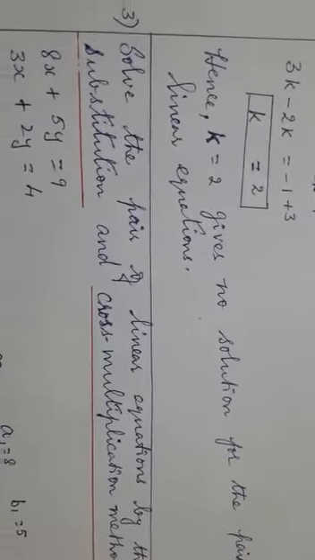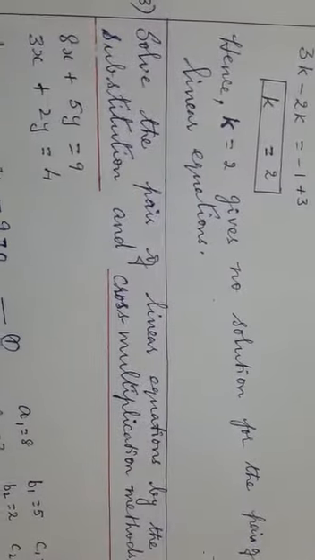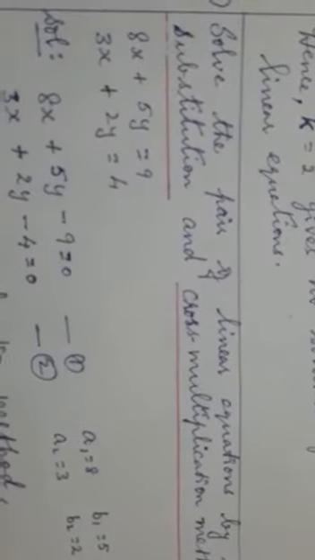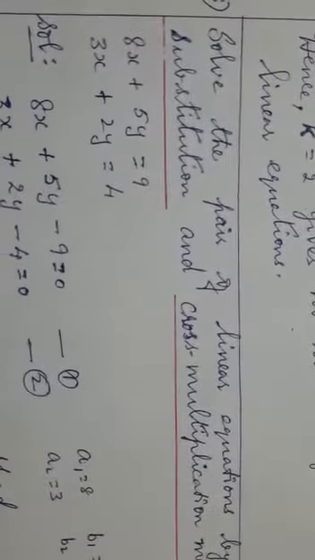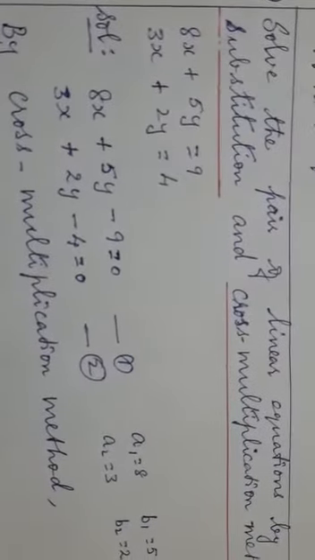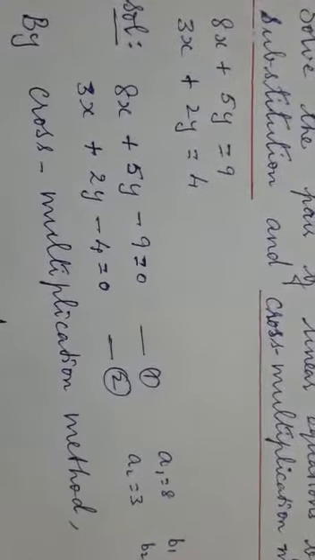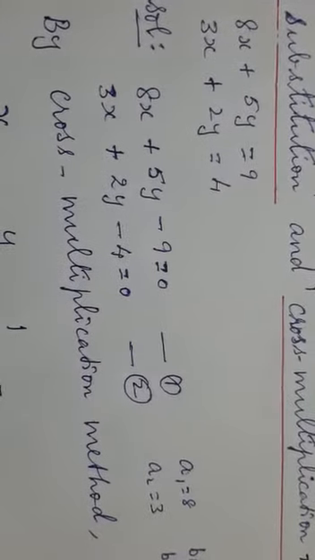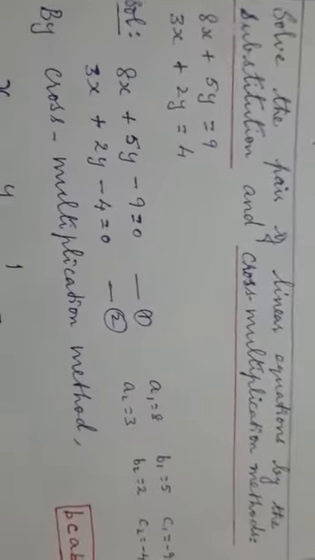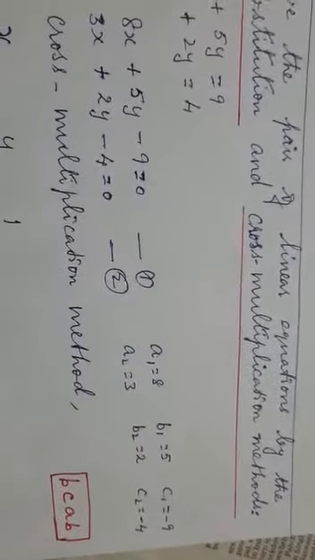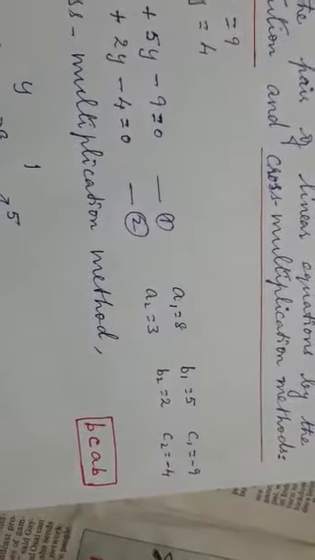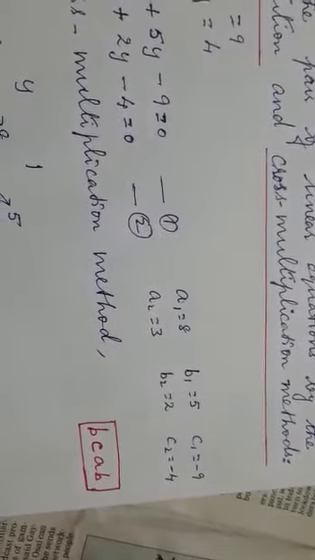Next is solve the pair of linear equations by the substitution and cross multiplication method. Here I have done cross multiplication. The substitution method you have to do as homework. 8x plus 5y is equal to 9. 3x plus 2y is equal to 4. Solution: 8x plus 5y minus 9 equal to 0, first equation. 3x plus 2y minus 4 equal to 0, second equation. We have to bring to this form. Now a1 is 8, a2 is 3, b1 is 5, b2 is 2, c1 is minus 9, c2 is minus 4. Don't cancel the minus sign, keep it as it is.